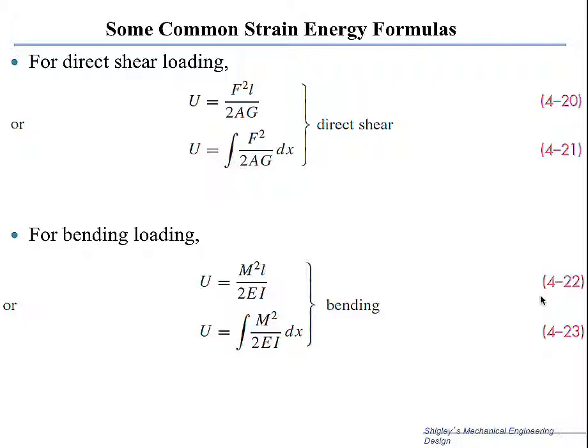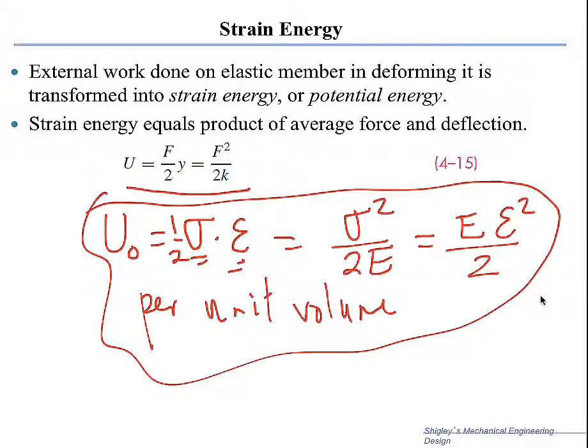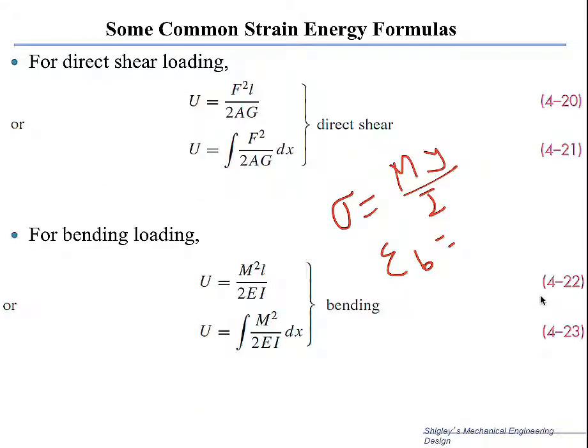For bending loading, the bending stress is M times y over I, and we could use that to find the bending strain. Then we would use the previous general formula for the energy per unit volume. In this energy per unit volume, we substitute, for example, sigma squared over 2E, and integrate over the volume. And sigma is My over I.